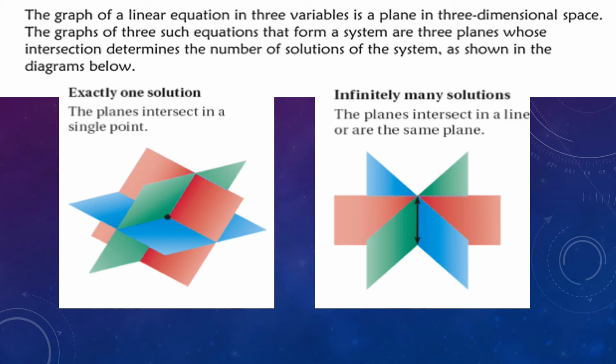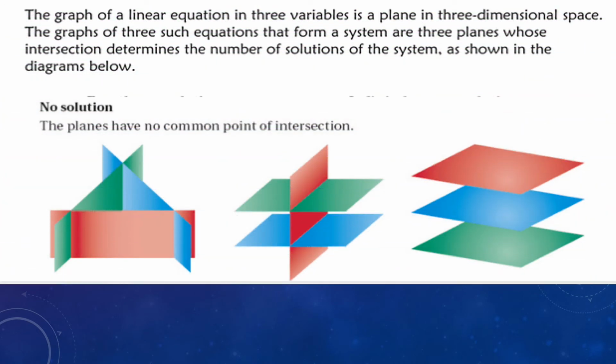So these are the two solutions. Another case is this one, which has no solution at all. You can see in the first diagram, the blue and green only intersect at a line, red and green also intersect at a line, and red and blue intersect at a line. But the three lines do not intersect each other. Therefore there is no solution, meaning there is no intersection between the three planes.